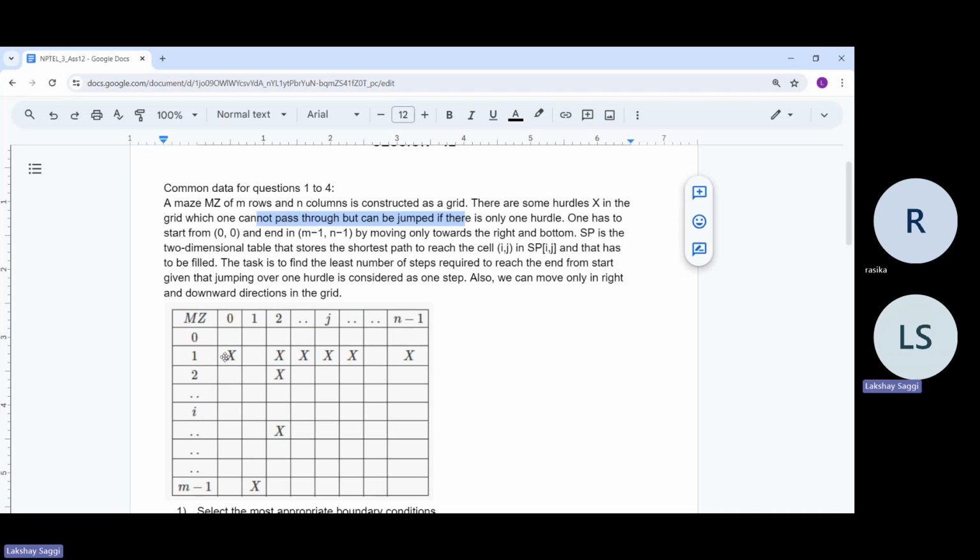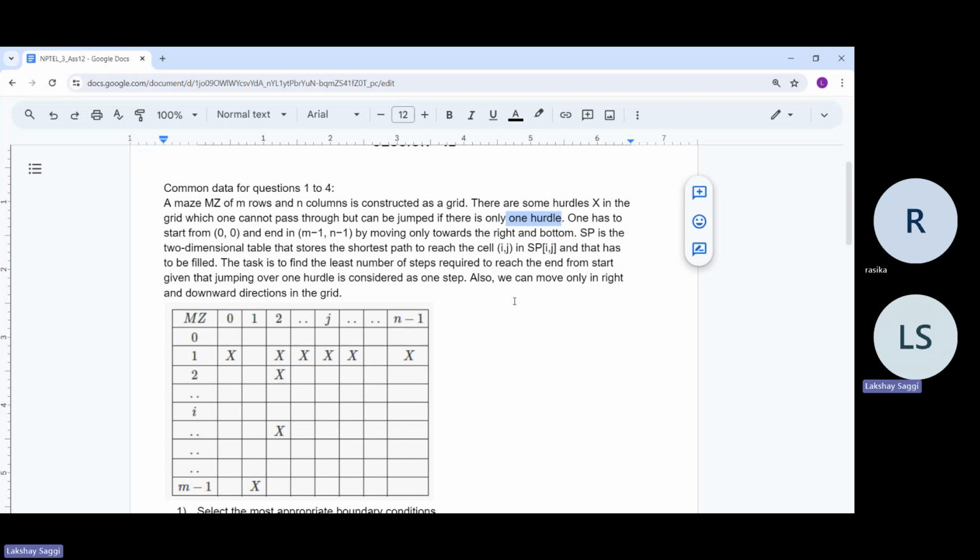But note that I cannot go from 0, 2 to something like this coordinate, like 3, 2, because there are two hurdles placed here. At one point of time, we are only allowed to jump through one hurdle at a time. So going from this point to this point is not allowed, but going from this point to this point is allowed. Similarly, going from this to this is allowed, this to this to this, and so on.